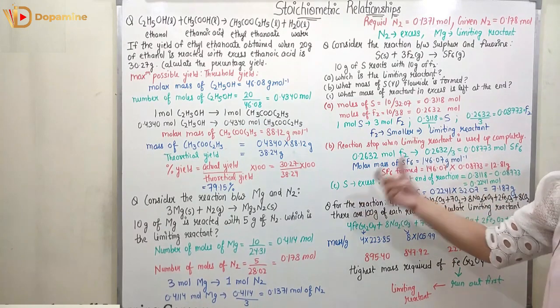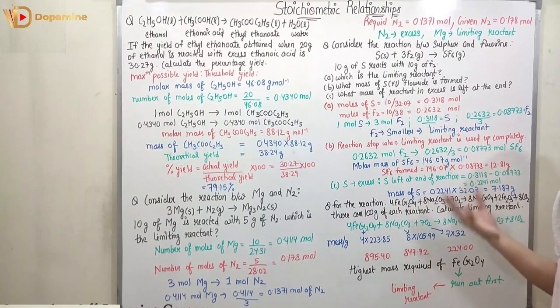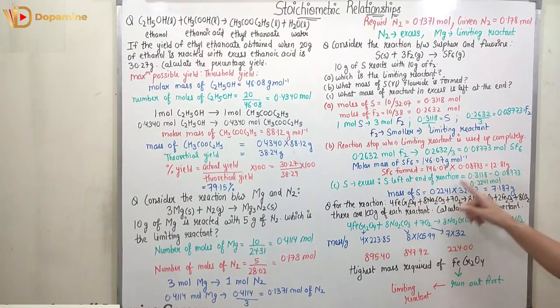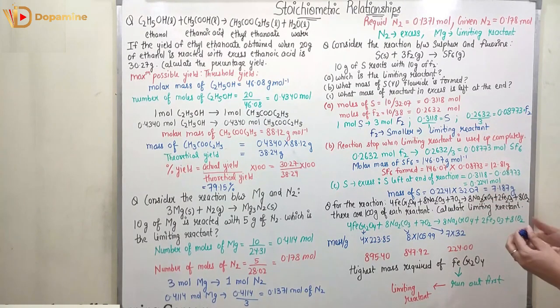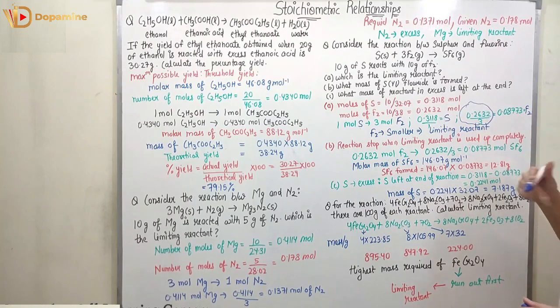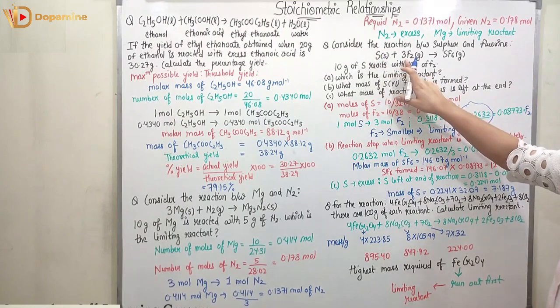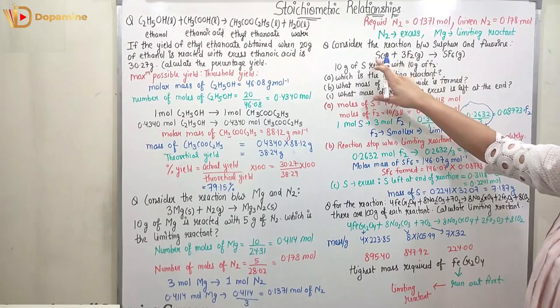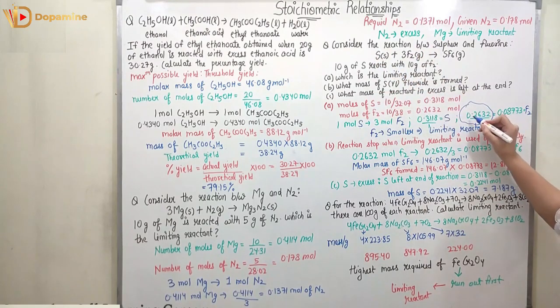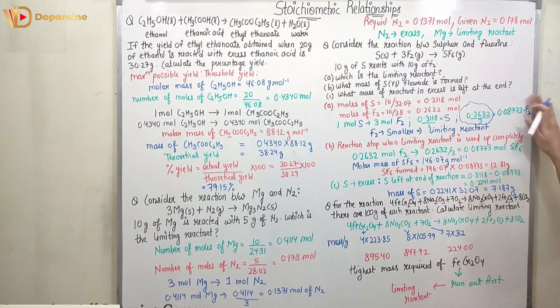Now from here we know the sulfur is in excess, and what would be left out at the end? Sulfur would be left out. So how much sulfur would be left out? It would be 0.3118 minus 1/3 of 0.2632. This much amount of sulfur is consumed for the reaction. 1 mole of sulfur is reacting with 3 moles of fluorine, and if I have 1 mole of fluorine, it is going to react with 1/3 mole of sulfur. So fluorine amount is 0.2632, it is going to react with 0.2632 upon 3 mole of sulfur. So it is 0.08773, this is sulfur.